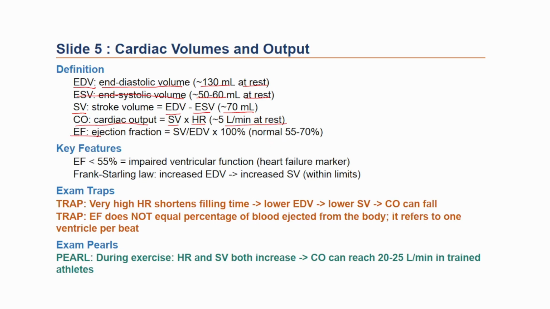Ejection fraction is a parameter that quantifies the pumping efficiency of the heart as a percentage, and the formula is stroke volume over end diastolic volume times 100, with the standard healthy normal range established between 55 to 70%. When ejection fraction drops below 55%, it serves as a critical clinical marker for impaired ventricular function and heart failure.